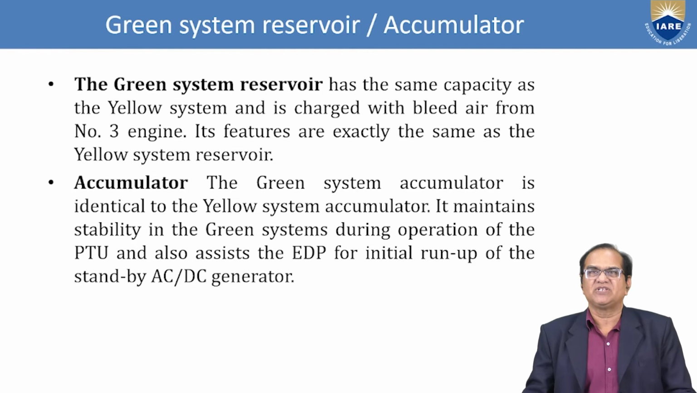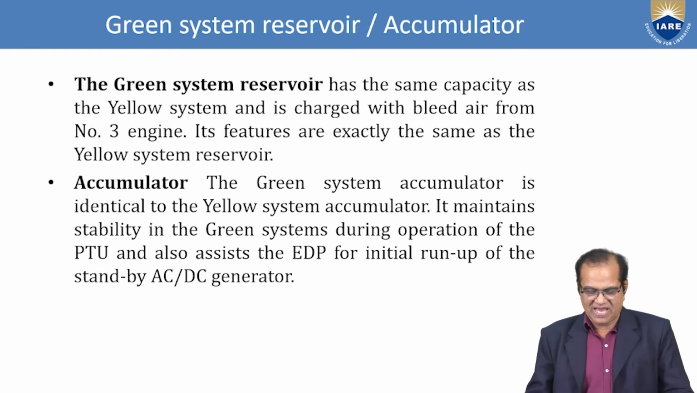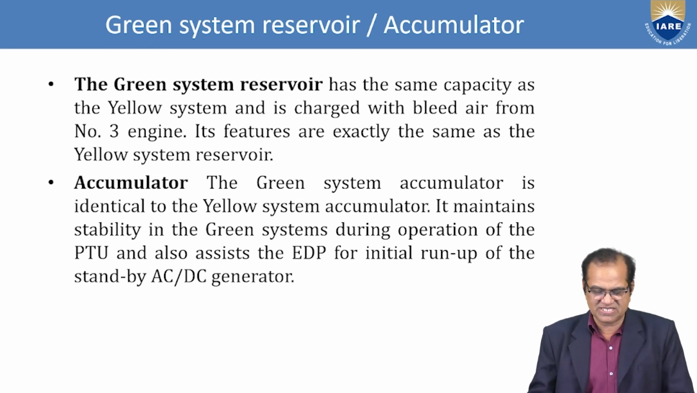The green system reservoir has the same capacity as the yellow system and is charged with bleed air from number 3 engine. Its features are exactly the same as the yellow system reservoir as I have shown earlier. Next is the accumulator. The green system accumulator is identical to the yellow system accumulator. It maintains stability in the green system during operation of the PTU and also assists the engine driven pump for initial run-up of the standby AC/DC generator.